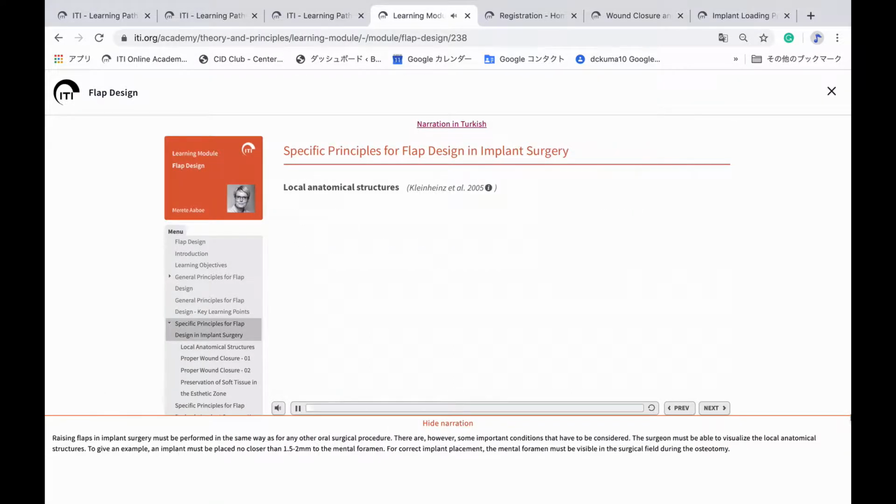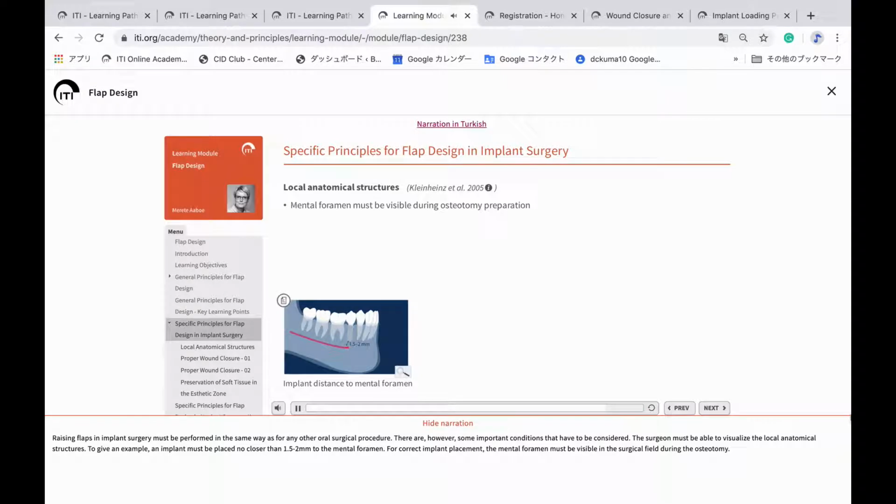Raising flaps in implant surgery must be performed in the same way as for any other oral surgical procedure. There are, however, some important conditions that have to be considered. The surgeon must be able to visualize the local anatomical structures. To give an example, an implant must be placed no closer than 1.5 to 2 mm to the mental foramen. For correct implant placement, the mental foramen must be visible in the surgical field during the osteotomy.